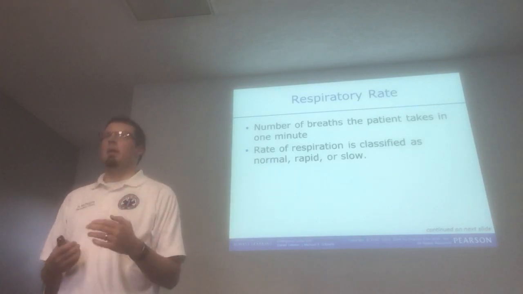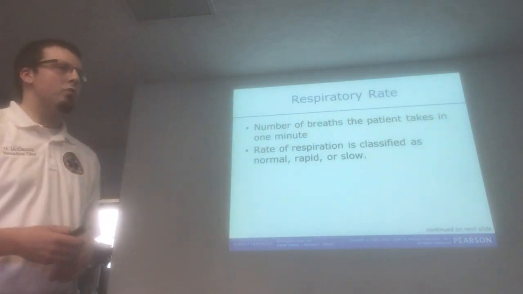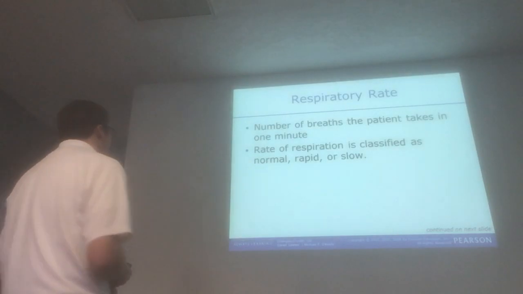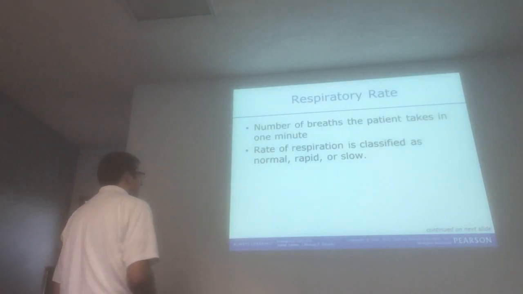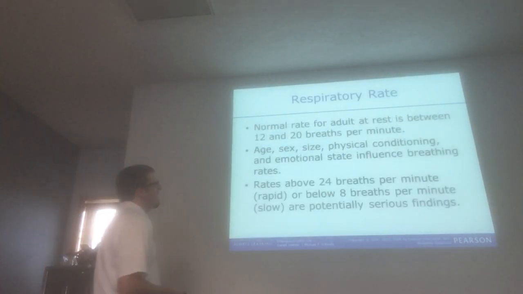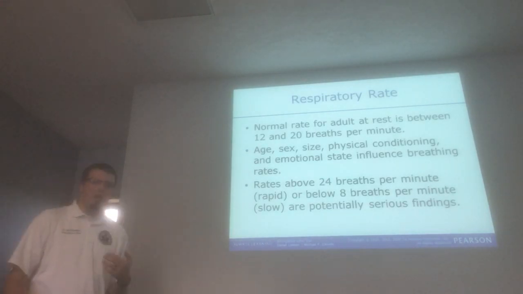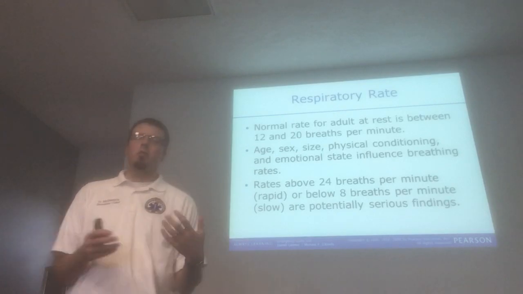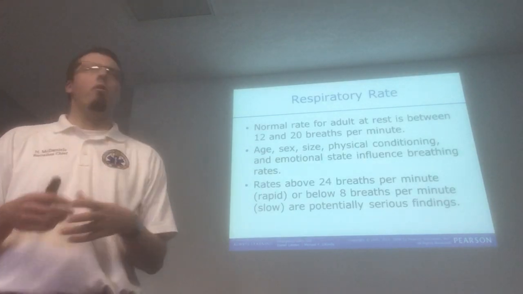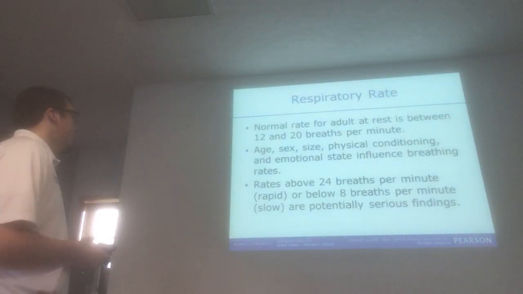That's the number of breaths per minute, right? So our normal rate is 12 to 20 for most adults. It's either normal, rapid, or slow, okay? There it is, 12 to 20 is our normal at rest. If you're a healthy adult, you're probably going to be closer to the 12 range. If you're overweight, you're probably going to be closer to 20.